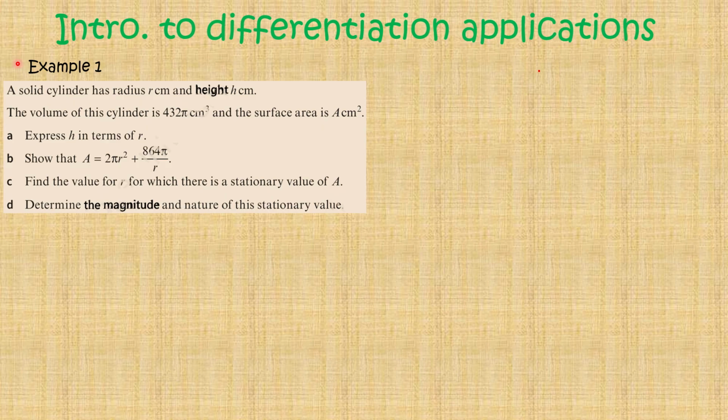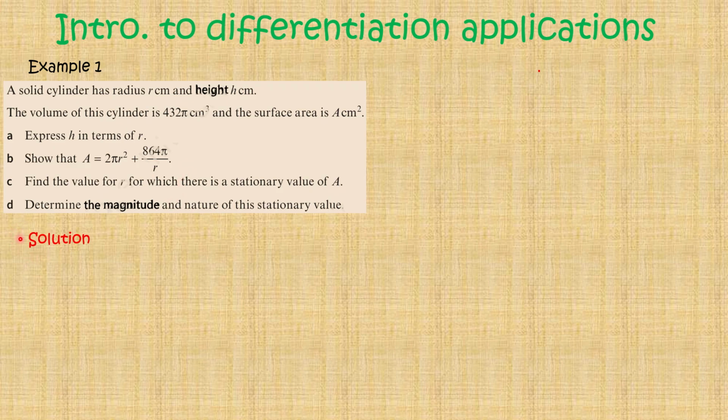Now, we have example 1. A solid cylinder has a radius of r centimeters and height h centimeters. The volume of this cylinder is 432 pi cubic centimeters, and the surface area is A square centimeters. A. Express h in terms of r. B. Show that A is equal to 2 pi r squared plus 864 pi over r. Let's start with the first question, part A.